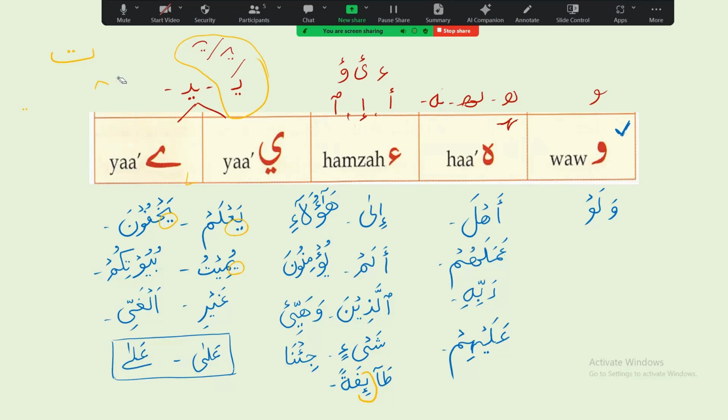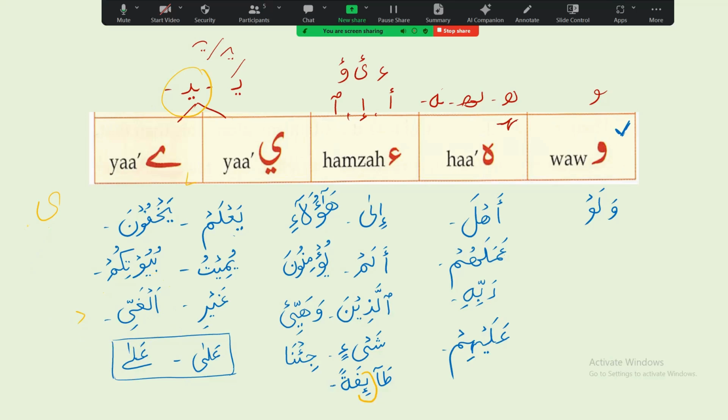Okay. Now let's see how ya will look when it comes in the middle. This is the way ya will look in the middle. The example is of this word, buyutikum, your houses. The two dots here, sisters, this is ya here. Okay, when ya comes at the end, the shape remains intact like this. The example is of this word, al-ghayyi, with the yi sound at the end of ya. Ya is at the end like this in its actual shape.